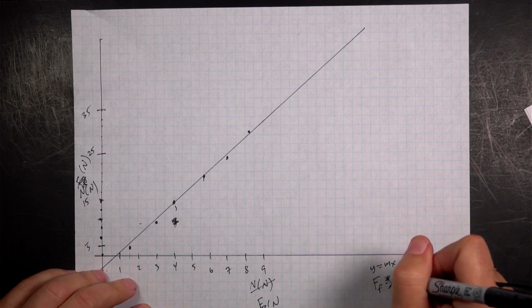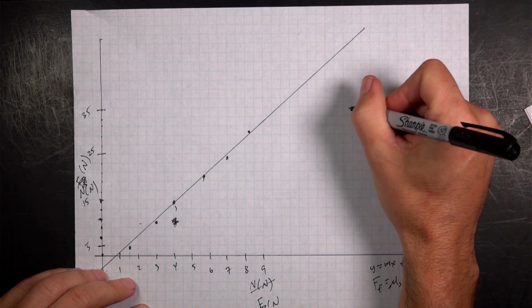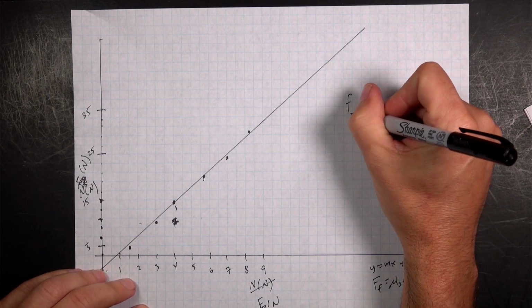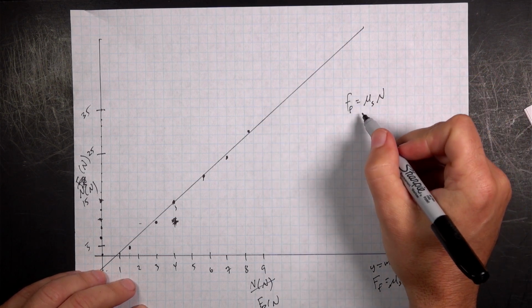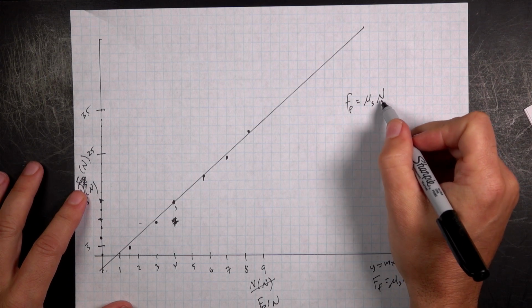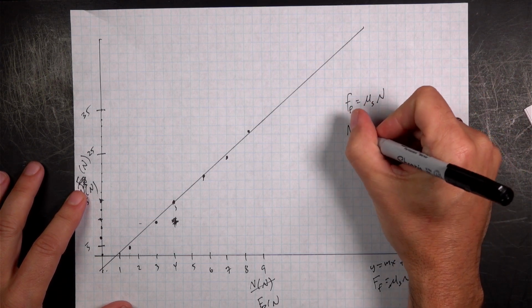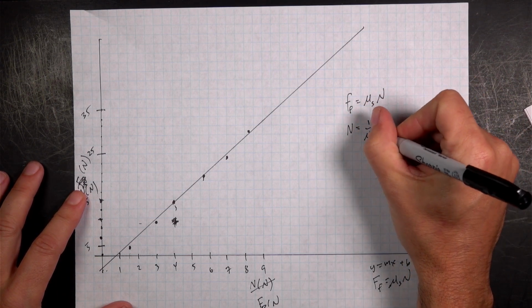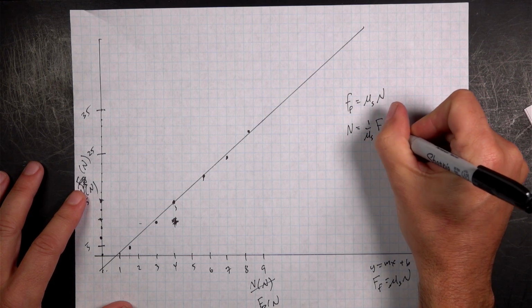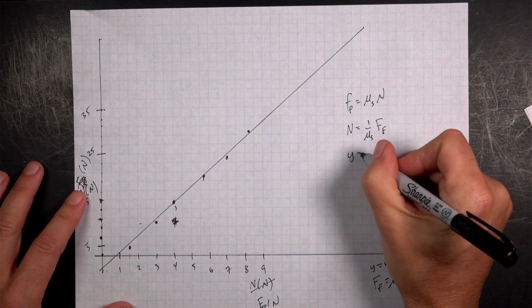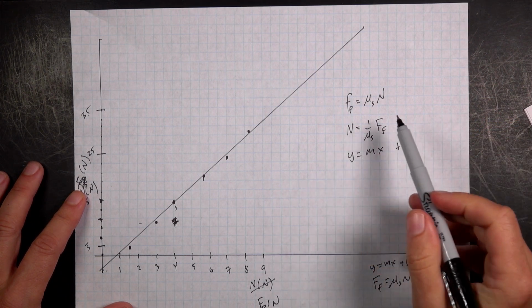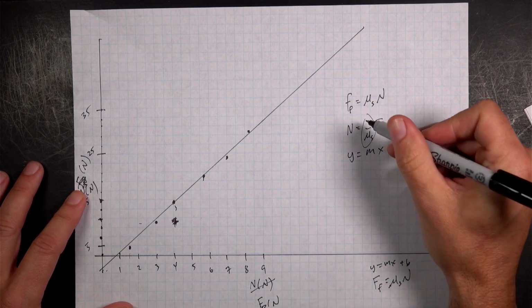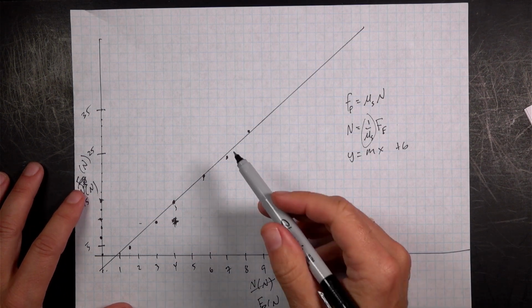Now I want to find the slope. Now let's go up here to my equation. I have F friction equals coefficient of friction times the normal force. But I'm actually plotting normal force versus friction. So I'm going to divide both sides by mu, and I get N equals 1 over mu S times the friction force. And so that means this looks like y equals mx plus b. So if I plot N versus this, the slope would be 1 over the coefficient. So I need to find the slope of this line.